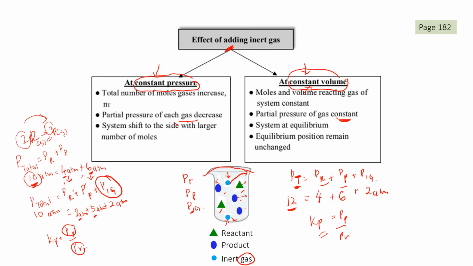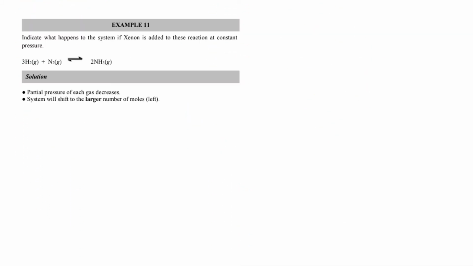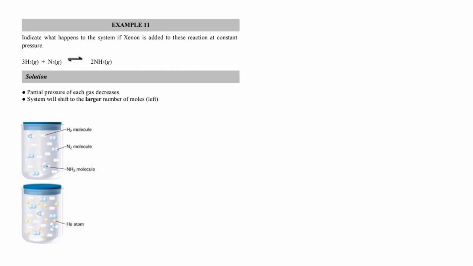Okay, next kita akan tengok example dalam tutorial. Indicate what happens to the system as xenon is added to this reaction at constant pressure. Kita ada 3 mol of the hydrogen, nitrogen 1 mol, yang ni ada 2. So, kalau ikutkan ada total of 4 mol of gas pada side of reactant. Ini ada 2. Dan sekarang awak tambahkan xenon dalam container. Jadi ditulis helium, so awak betulkanlah itu adalah xenon kat situ. Okay, xenon kat sini, inert gas, so dia akan hit the wall of the container macam tadi.